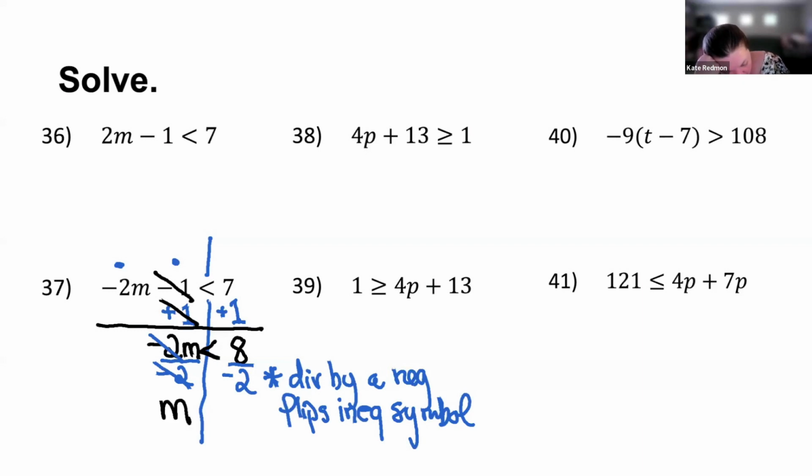As I said, I divided by a negative, so instead of less than, I'll have greater than, and 8 divided by -2 is -4. So what would M have to be to make the original inequality true? Anything bigger than -4 will do it.